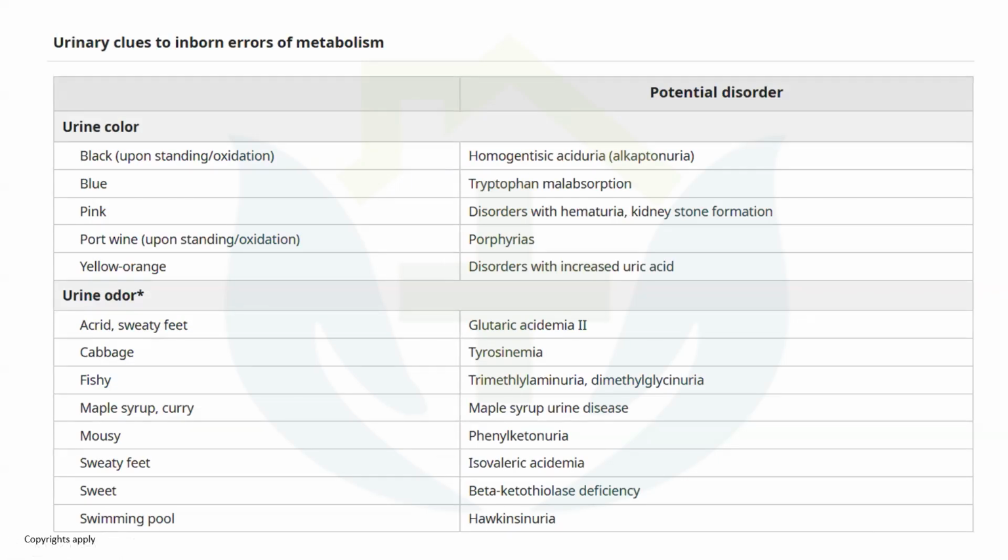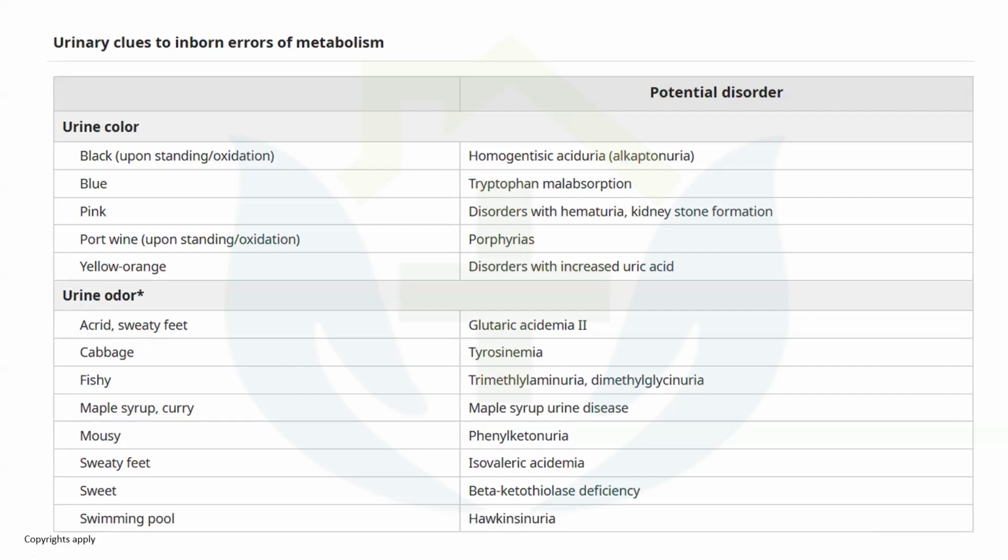So in this slide, I wanted to show some clues from the urine, how to identify an inborn error of metabolism. As we saw in the previous slide, in alkaptonuria the urine will be black in color. In case of tryptophan metabolism problems, it will be blue. If it is hemorrhagic, it will come with a pink color. And in porphyria, we'll discuss it in the next class, it is a kind of wine-colored urine.